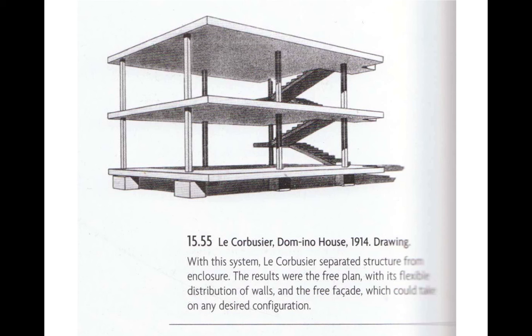The Domino House is a concept which says, within the system, Le Corbusier separated structure from enclosure. The results were the free plan with its flexible distribution of walls and the free facade, which could take on any desired configuration. This is often referenced as the very beginning of the 5 points of architecture developing.